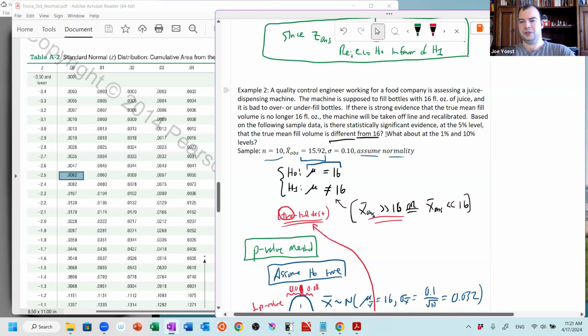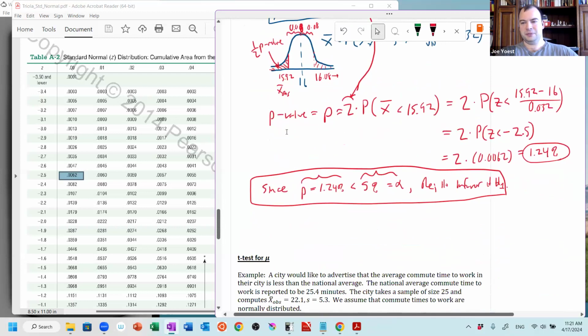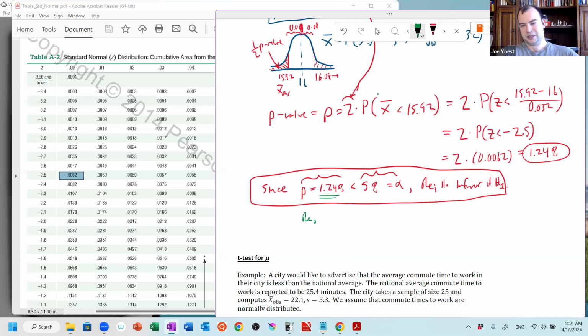Now, the follow-up question was, what about the 10% and 1% levels? What if alpha was 1% or alpha was 10%? And we can see very clearly the p-value doesn't change. We didn't use alpha at all until the very end. So we reject at 10% because, again, 1.24% is less than 10%. Do not reject at the 1% level because 1.24% is not less than 1%.